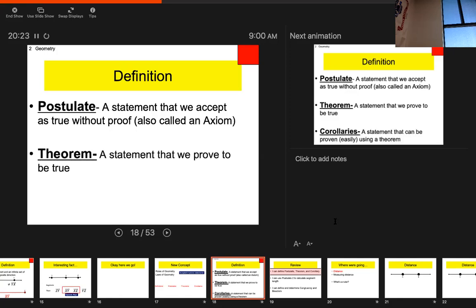Okay. Theorem is the second one. Theorems are statements that I've got to prove.